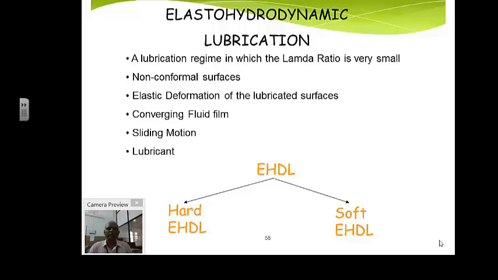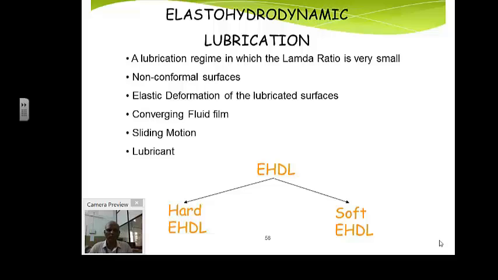Now, when we reduce the film thickness, we go to the elasto-hydrodynamic lubrication design, in which the lambda ratio is small compared to hydrodynamic lubrication design. There are non-conformal surfaces, or the surfaces do not closely match together. There will be elastic deformation of the lubricated surfaces. There is a convergence in the fluid film. There is a sliding motion or relative motion between the surfaces, and the presence of a lubricant.